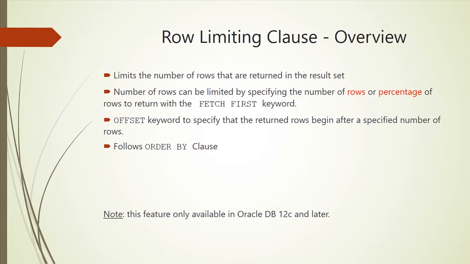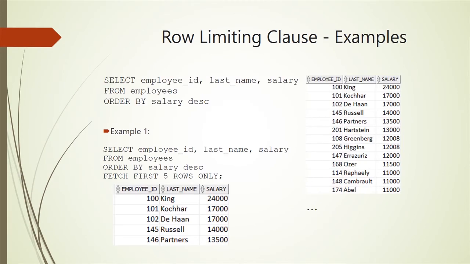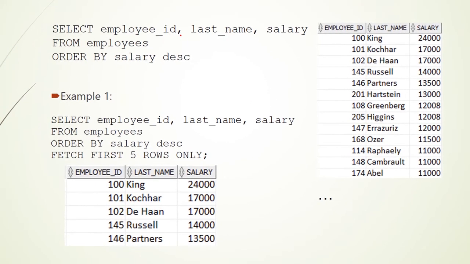To understand how to use the row limiting clause, let's have a look at this example. Here our select statement: select employee ID, last name, salary from table employees order by salary descending. This select statement retains all employees ordered by salary in descending order, that means the high value comes first. Let's assume that we don't want to retain all employees. We want to retain only the top 5 paid employees, or the top 5 salaries. That means we want to retain only these 5 records: 24,000, 17,000, 17,000, 14,000 and 13,500. Only the top 5 paid employees.